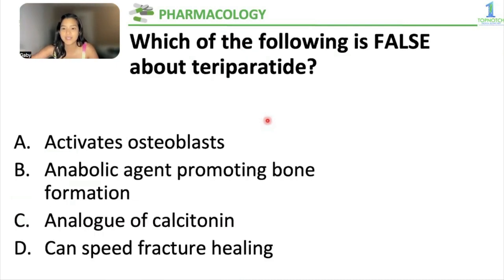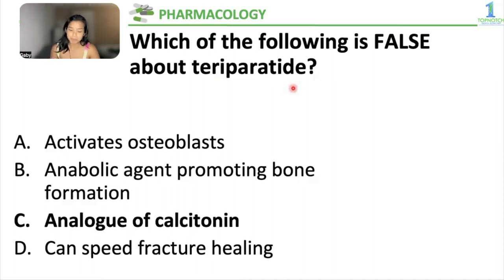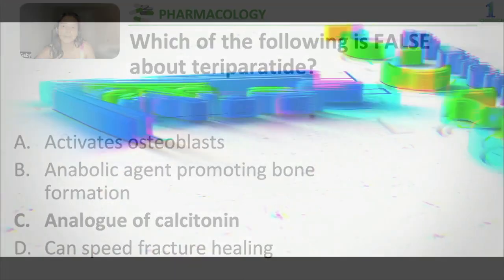Which of the following is false about teriparatide? Teriparatide, if you recall, is your recombinant parathyroid hormone. Does it activate osteoblasts? Is it an anabolic agent promoting bone formation? Is it an analog of calcitonin? Or can it speed fracture healing? Remember, it activates osteoblasts if you give it in low doses intermittently. And yes, it does promote bone formation and can therefore speed fracture healing, but it is not an analog of calcitonin. It is a parathyroid hormone analog. The analog of calcitonin is your cinacalcet, not your teriparatide.